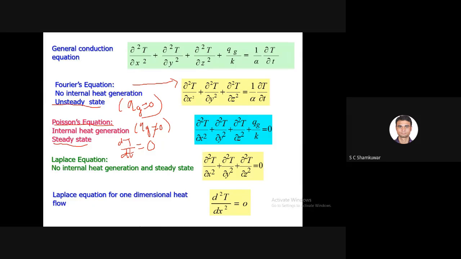So in the Laplace equation, there is no heat generation in steady state. Therefore, you are getting this one. Now you tell me, Nikhil, here it is del square T divided by del x square. But if you consider the Laplace equation for one dimension, since these are for three dimensions, it is now a complete derivative. Why?